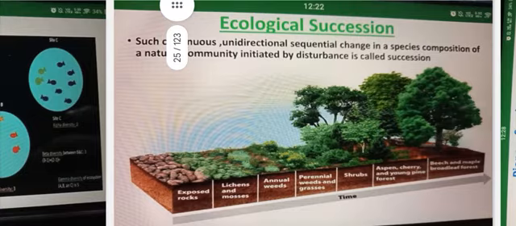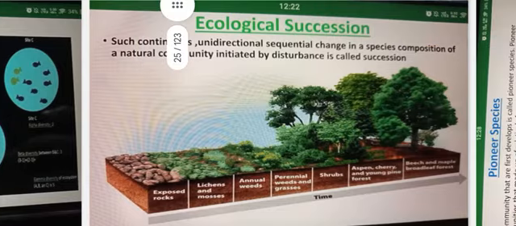Ecological succession: such continuous, unidirectional, sequential changes in the species composition of a natural community initiated by disturbance is called succession. Exposed rocks, lichens and mosses, annual weeds, perennial weeds and grasses, shrubs, aspen, cherry and young pine forest, beech and maple, broadleaf forest.